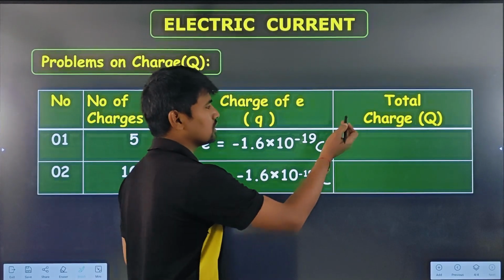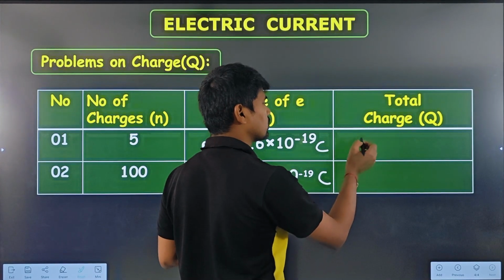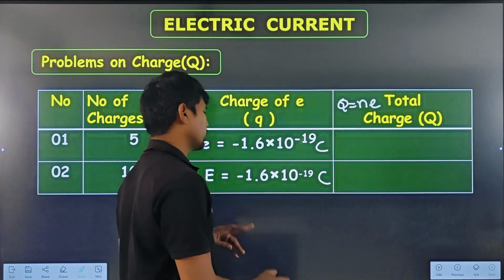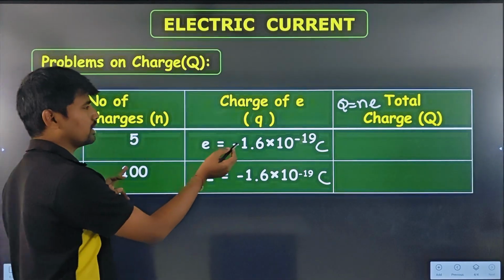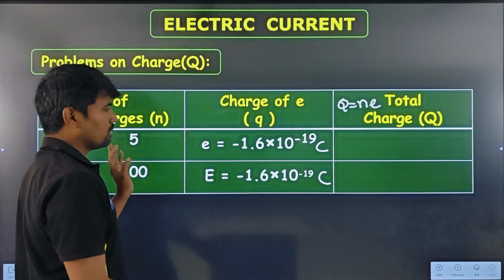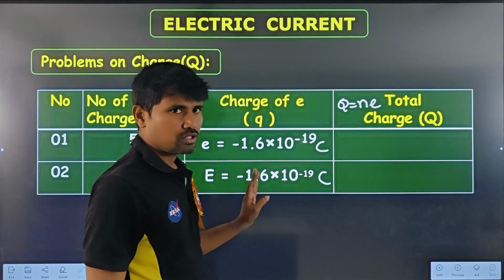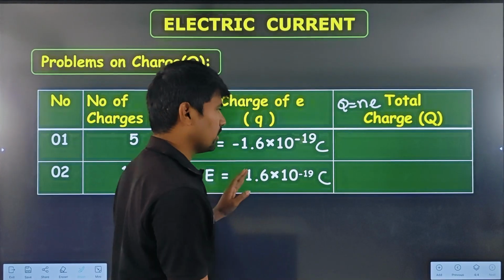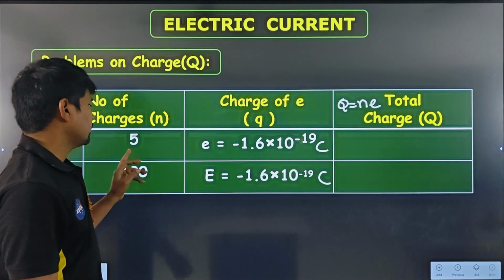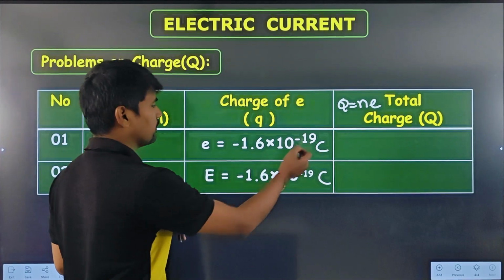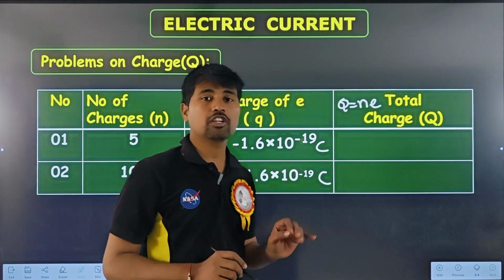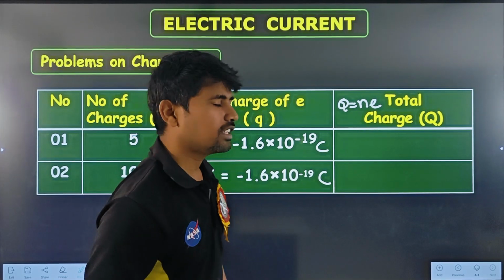So here, what is the total charge? We have the formula: total charge Q is equal to ne. Here n is given, and e is given. Then if you multiply, you will get the answer. Multiply it and do the solution for it. This is for you. Already one has been done for you in the previous slide, right? So multiply 1.6 by 5 for the first, and for 100: if you multiply with 100, 10 to the power of minus 19 becomes 10 to the power of minus 17.